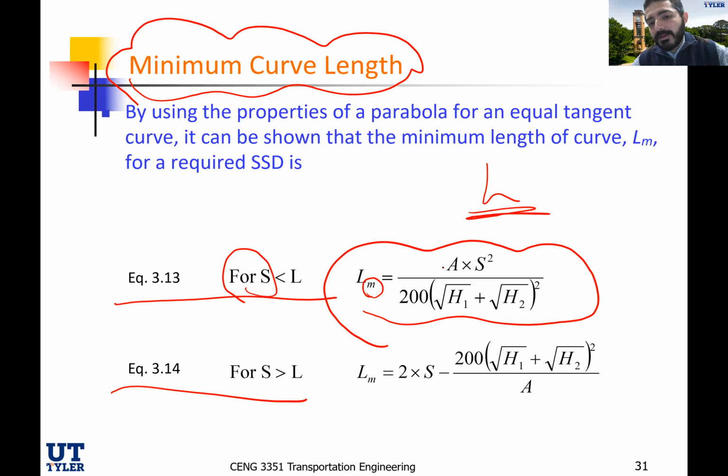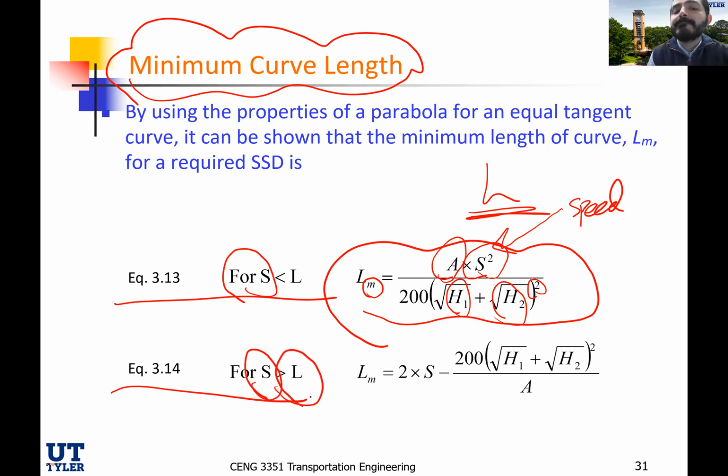The minimum length is all about A, which is again G1 minus G2, times S squared, over 200 times the square root of H1 plus the square root of H2, all to the power 2. What's H1? Again, this is the height of the eye of the driver, and H2 is the height of the obstruction or the danger in front of you. In case the stopping sight distance is higher than L, then the minimum length is going to be given by this other equation.